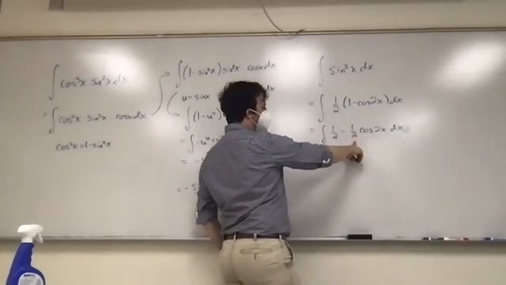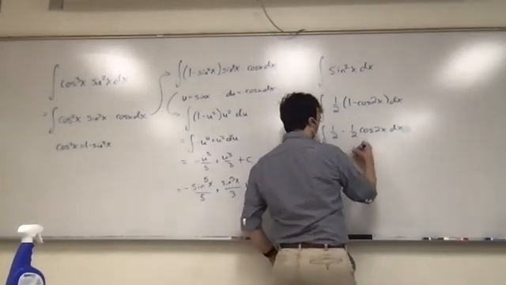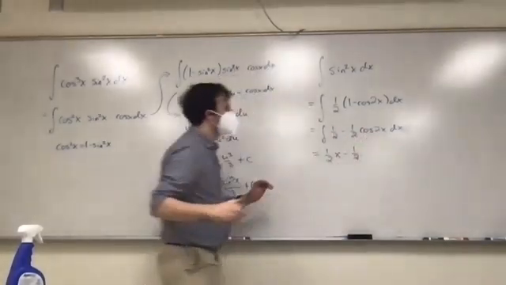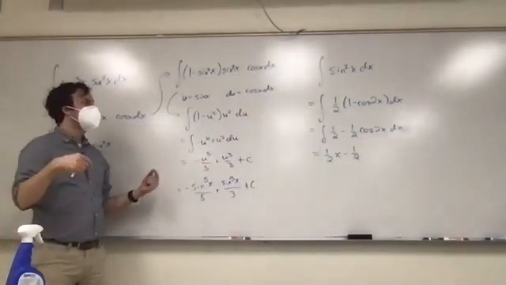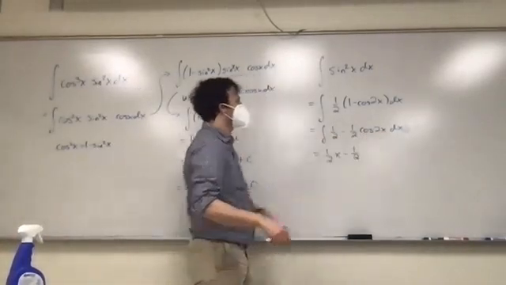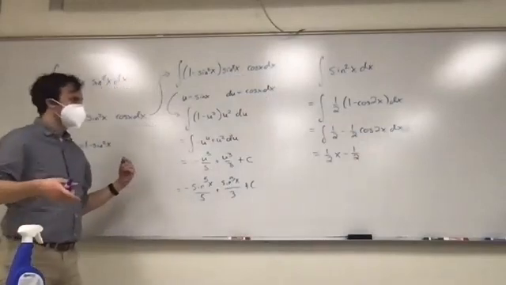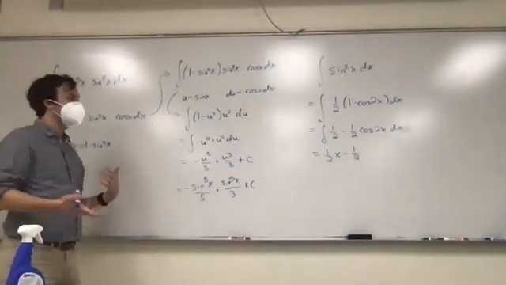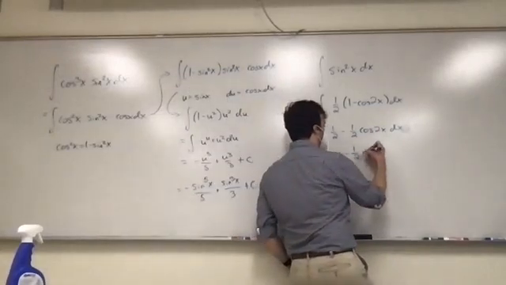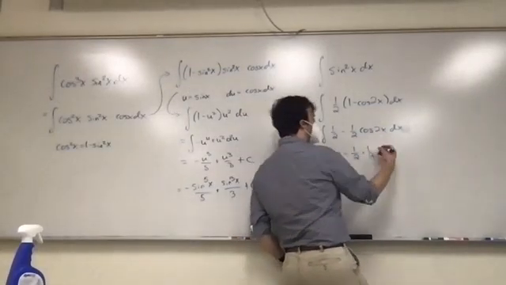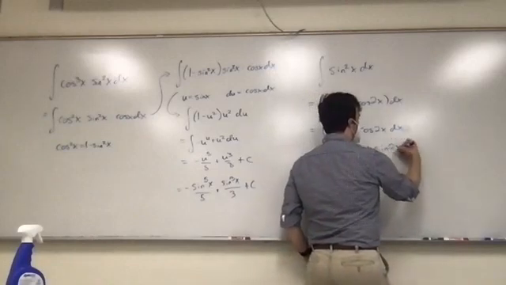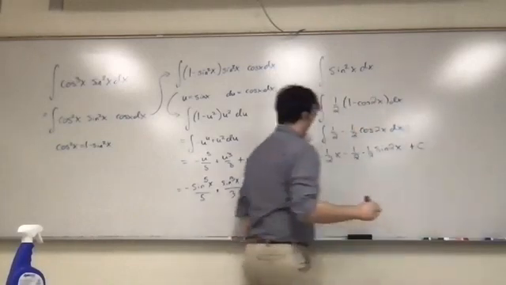For the second part, the 1/2 stays there, but integrating cosine, cosine becomes sine, but because there's a constant inside, we reverse chain rule this and we divide by that 2 since we're integrating. So we get another 1/2 because of the 2 inside. Cosine becomes sine, then the plus C.